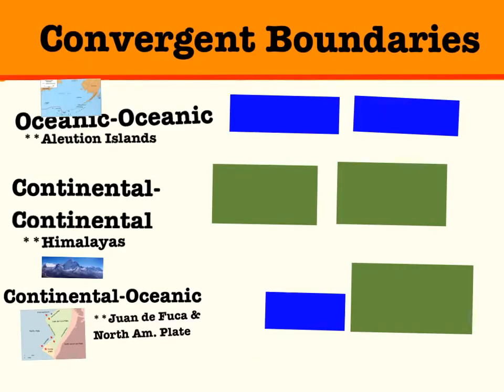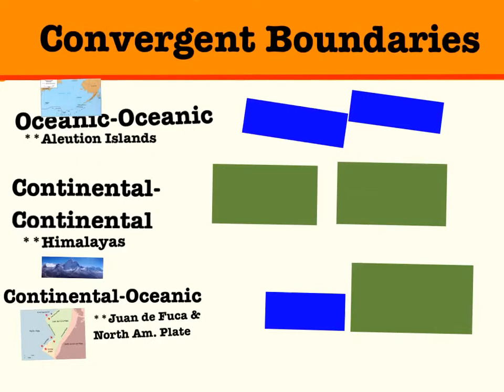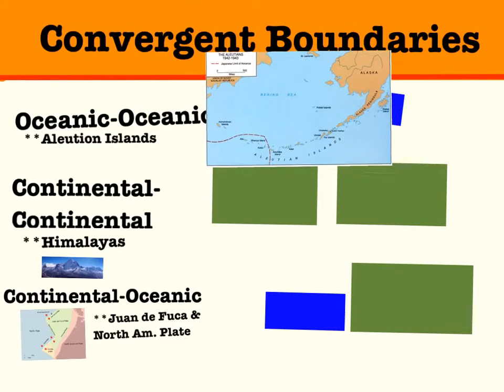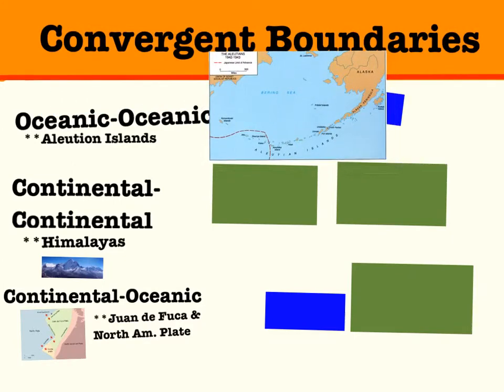A convergent boundary is where plates come together. In an oceanic-oceanic collision, subduction happens. Things such as trenches and lines of volcanic islands occur here. Some phenomena that happen are volcanoes, earthquakes, and tsunamis. One place where this occurs is the Aleutian Islands. You can see where the islands have formed right here.